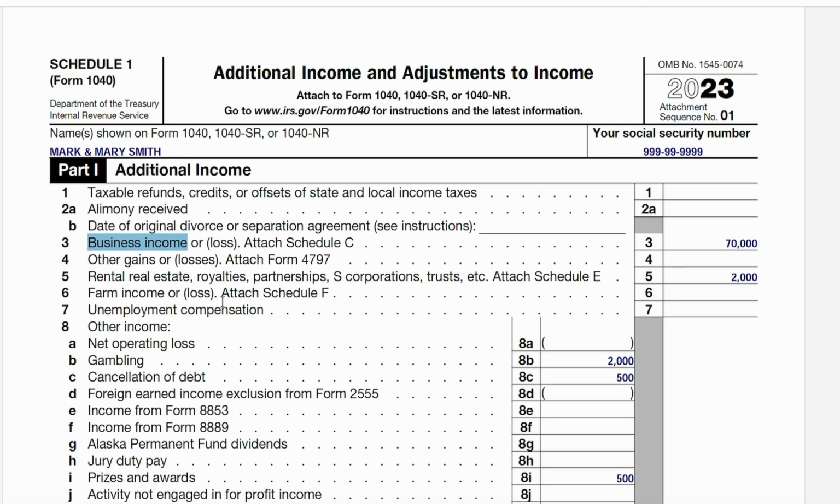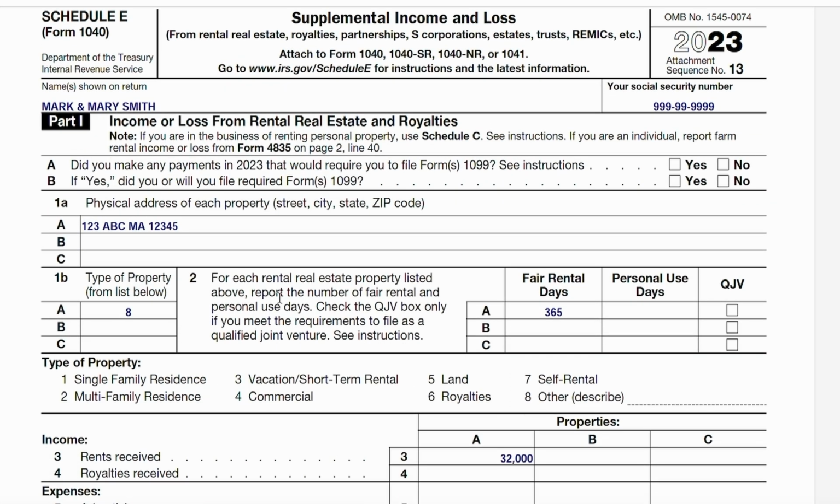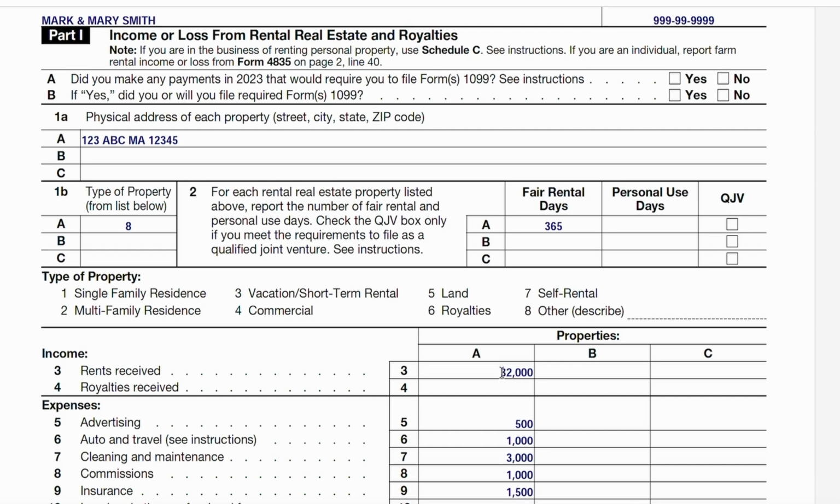On Schedule 1 you will have your business income, which we have already discussed, 70,000. We have rental real estate. If you have real estate and you are renting it and generating income from it, that will be reported on this line. Again, you don't have to memorize the line, but you need to know that your business income will show on Schedule 1 part 1, and your rental real estate will show on Schedule 1 part 1 additional income. This is the stopover. You will file Schedule E. So this is your Schedule E. Your rental real estate income you will report on this line.